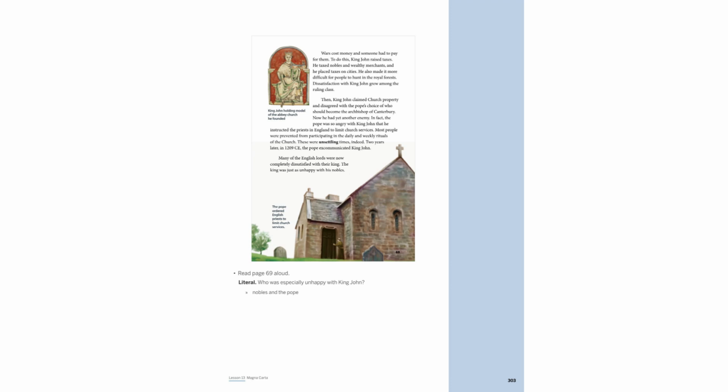Nobles and the Pope were particularly unhappy with King John. To fund wars, he raised taxes on nobles, merchants, and cities, and restricted hunting in royal forests. He also claimed church property and opposed the Pope's choice for archbishop, leading to his excommunication in 1209 Common Era. Dissatisfaction among English lords intensified.